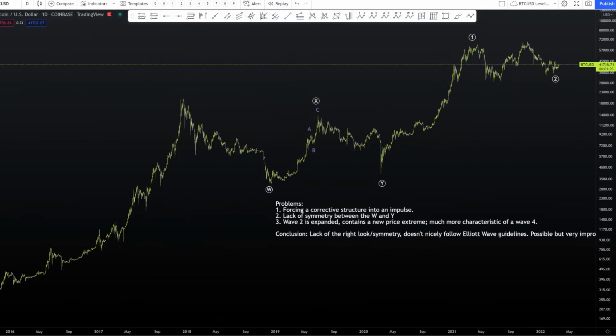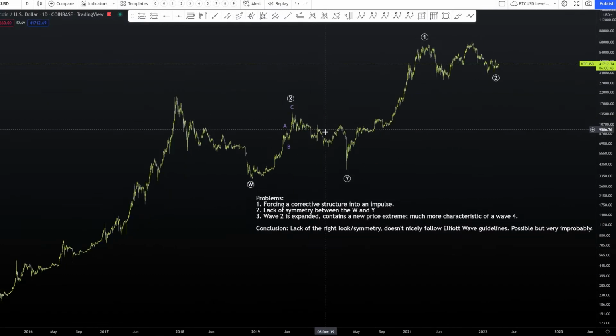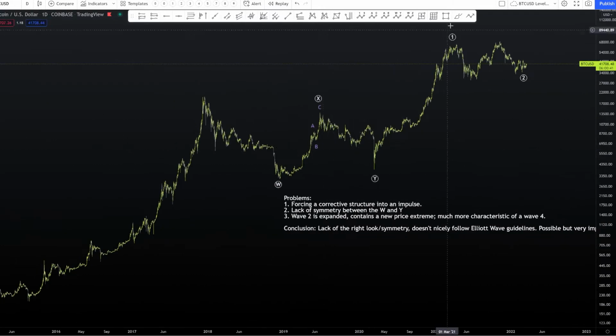All right, so the first incorrect count that I want to show you today is this one right here, where we're calling this all a WXY, and this being a 1, 2 as shown. The first problem, listed down here, is forcing a corrective structure into this wave X. Wave X, whether it's a WXY or WXYXZ, has to be a corrective structure, and this move right here looks much more impulsive than corrective.